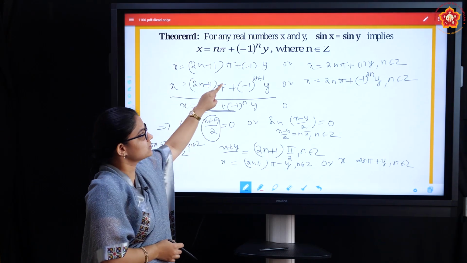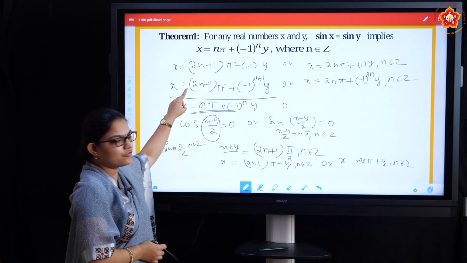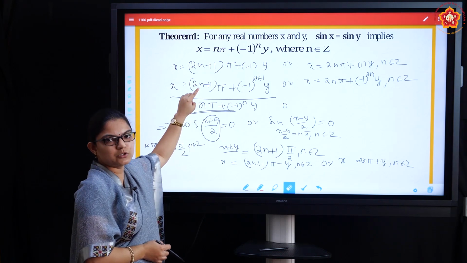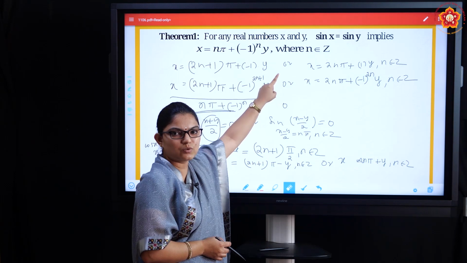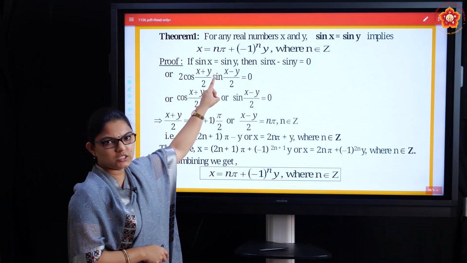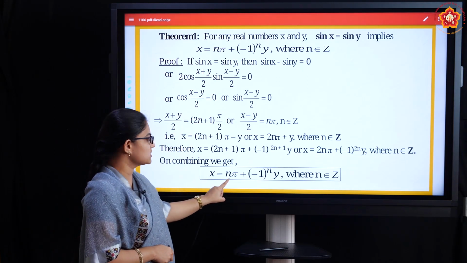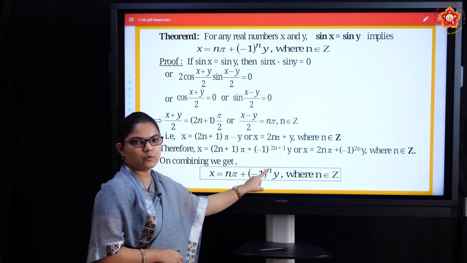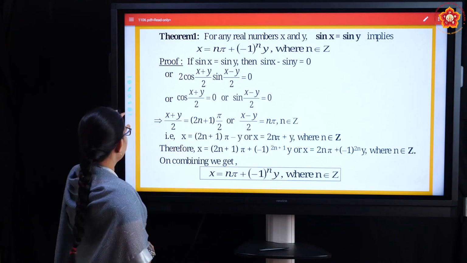So this general solution technique, we are going to use for finding the general solution of an equation by bringing it into the form sin x is equal to sin y. So if any equation is sin x is equal to sin y, then its general solution will be x is equal to n pi plus minus 1 power n y, where n belongs to z.